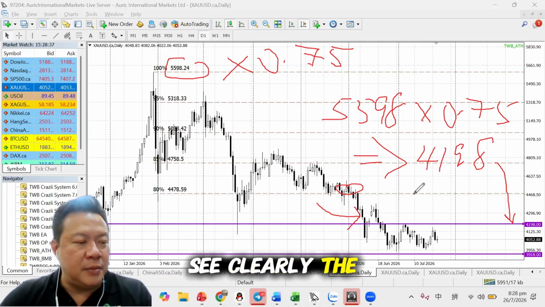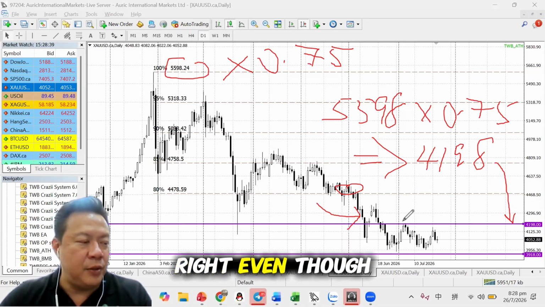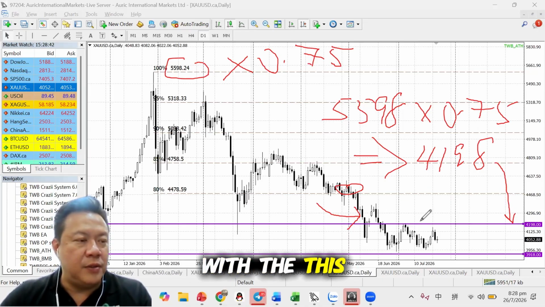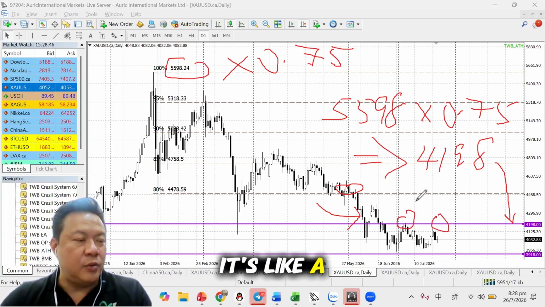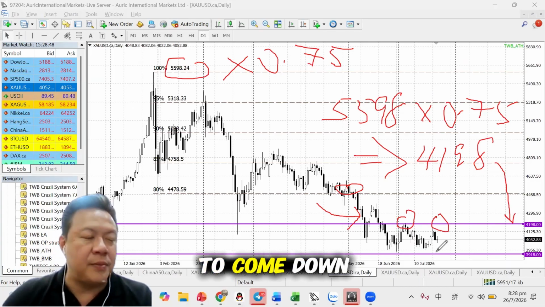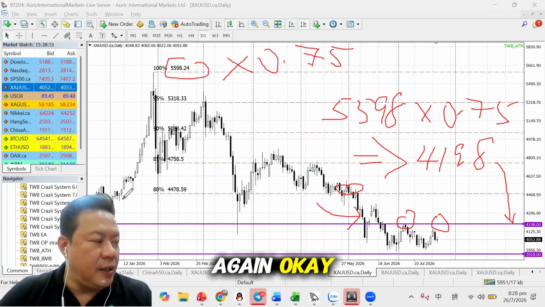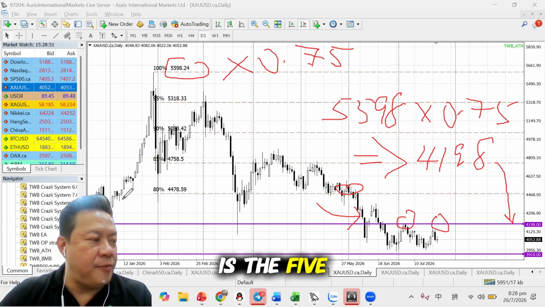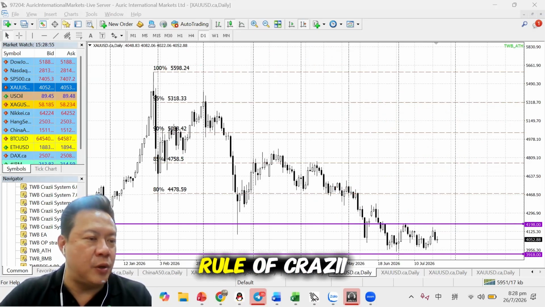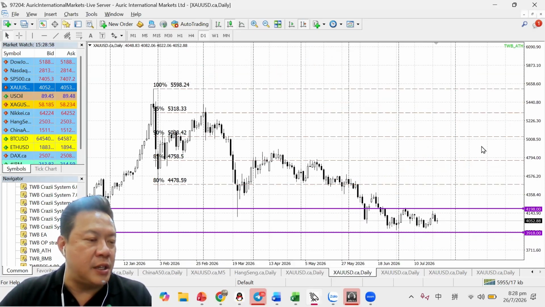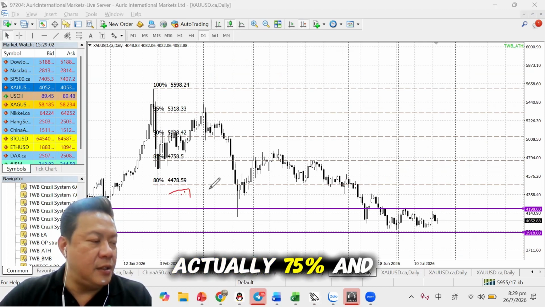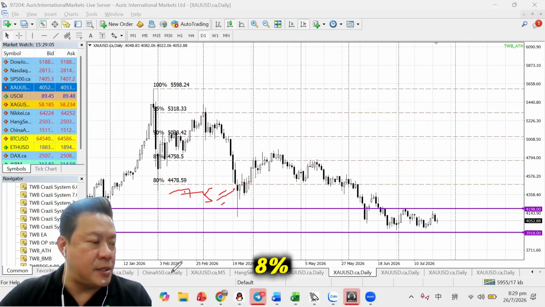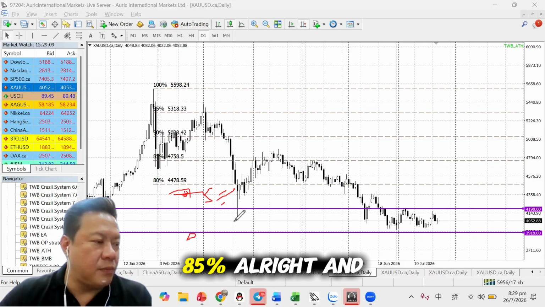But you can see clearly the market just cannot go up. Even with this thing here as well, the market just refused to go up. Once it touches there, it's like a confirmation. We just have to expect it to come down again. So that is the 5-minute 25% rule of Crazii. And of course, if this is 75%, then where is the 85%? This is the 85%.